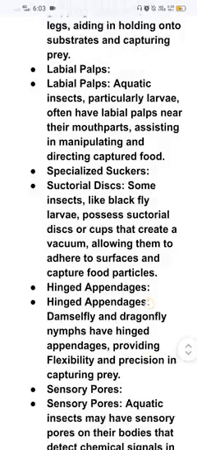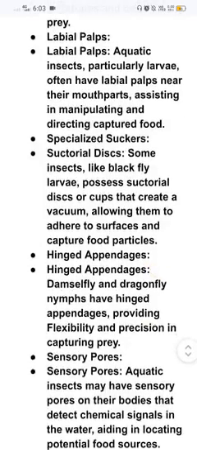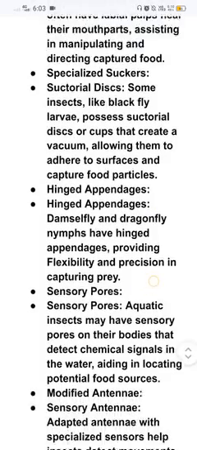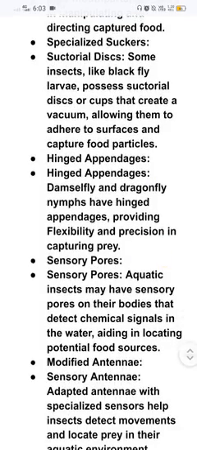Then specialized suckers, suctorial discs. Some insects like black fly larvae possess suctorial discs or cups that create a vacuum, allowing them to adhere to surfaces and capture food particles. Then hinged appendages. Damselfly and dragonfly nymphs have hinged appendages, providing flexibility and precision in capturing prey.